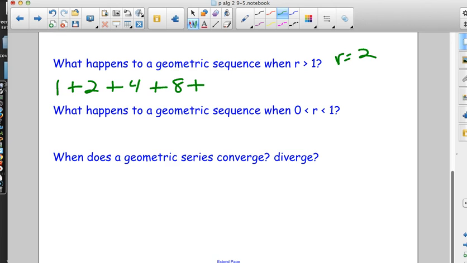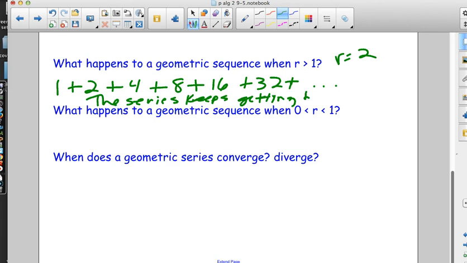This is actually the reasonable request of the soldier here. If that goes on forever, can we ever find the answer? There's always going to be another number that's bigger that we can add on, right? So when r is greater than 1, we're not going to be able to find it, but the series just keeps getting bigger. Bigger and bigger and bigger.